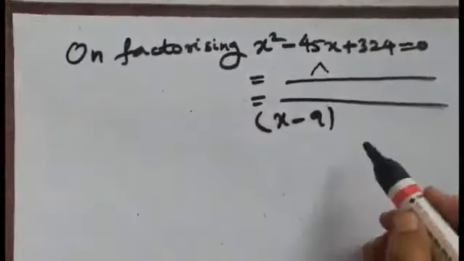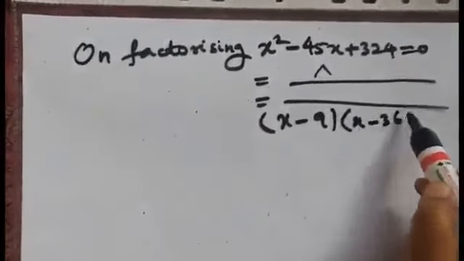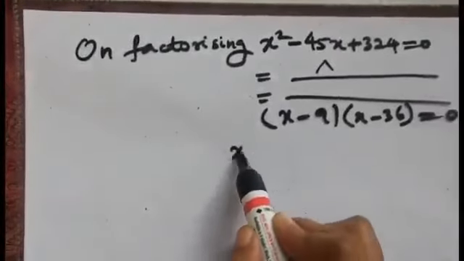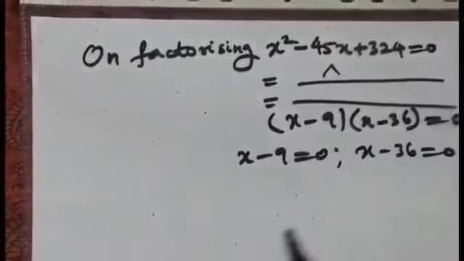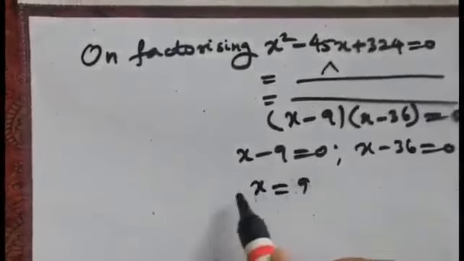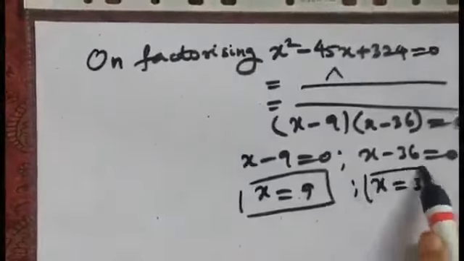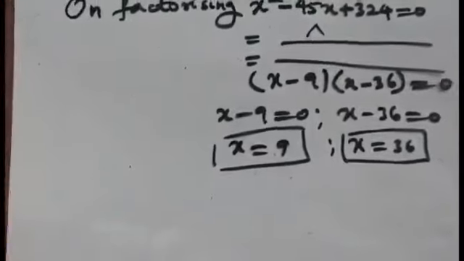Okay. (x − 9)(x − 36) = 0. Now I want the value of x. So x − 9 = 0 and x − 36 = 0. What value am I getting now? x = 9 and x = 36. Now it is quite difficult for us to understand how many marbles they really had in the starting.